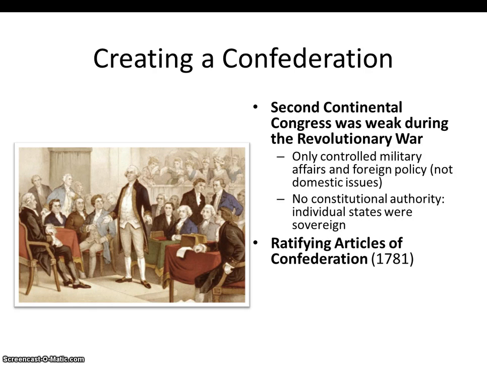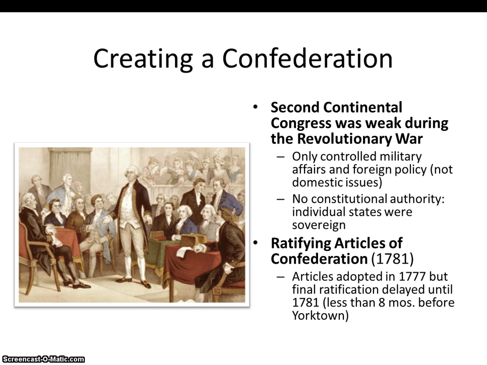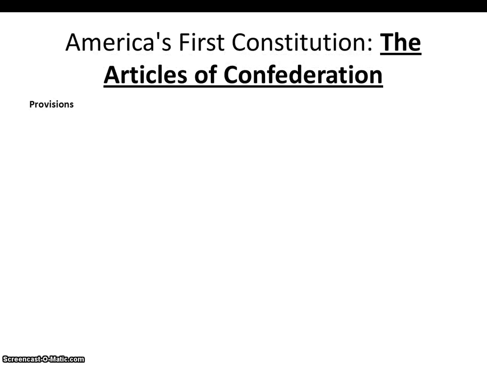In 1781, at a ratifying convention for the Articles of Confederation, the Articles were adopted, but it was not actually ratified until about 1781. It's 8 months after it was initially brought before the Second Continental Congress in 1777. So the Articles of Confederation was America's first constitution.